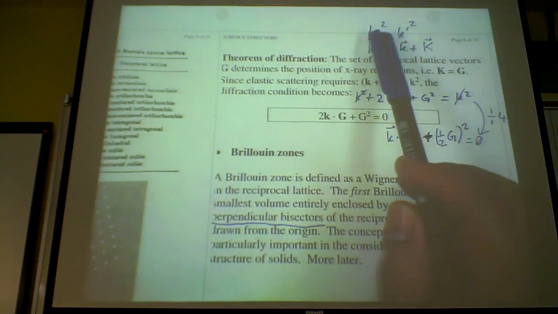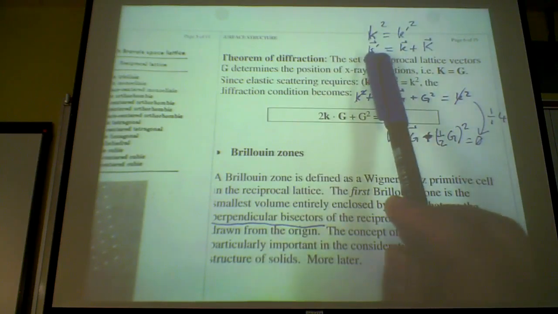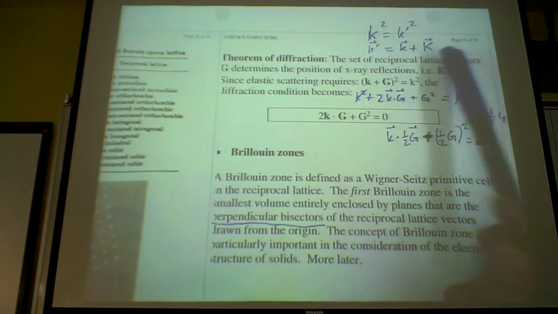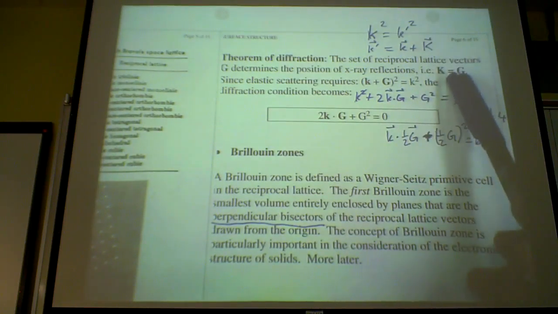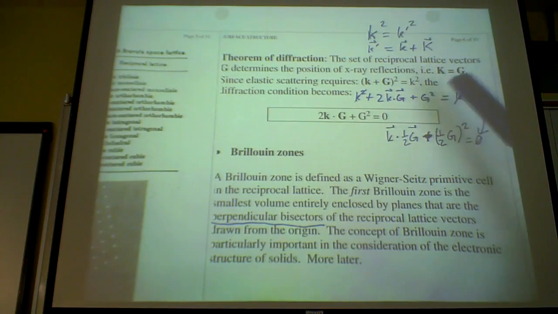Here, my elastic scalar K squared must equal K prime squared. K prime is equal to K plus big K, which is my momentum transfer. And I said that momentum transfer must be the same as my reciprocal space vector, G here. I substitute this into here, okay?